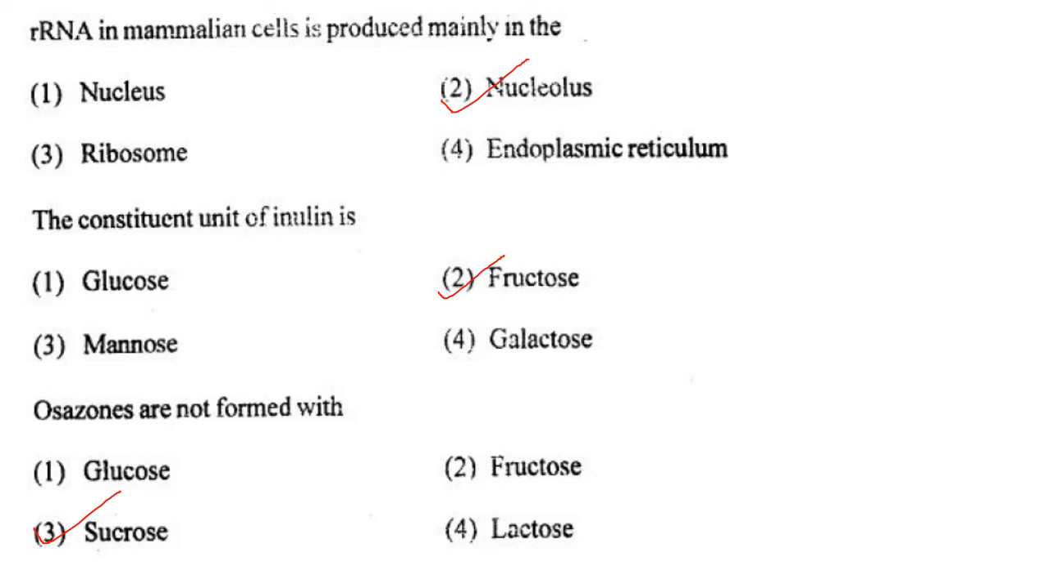Next one. rRNA in mammalian cells is produced mainly in the option 1 nucleus, 2 nucleolus, 3 ribosome, 4 endoplasmic reticulum. Answer is option 2 nucleolus. Next one. The constituent unit of inulin is option 1 glucose, 2 fructose, 3 mannose, 4 galactose. Answer is option 2 fructose. Next one. Osazones are formed with option 1 glucose, 2 fructose, 3 sucrose, 4 lactose. Answer is option 3 sucrose.